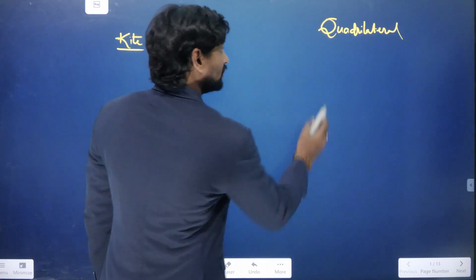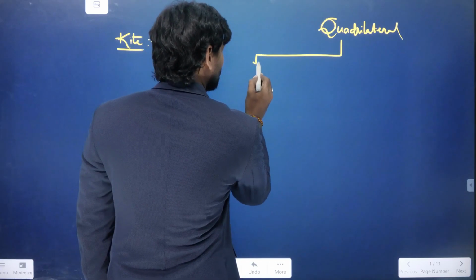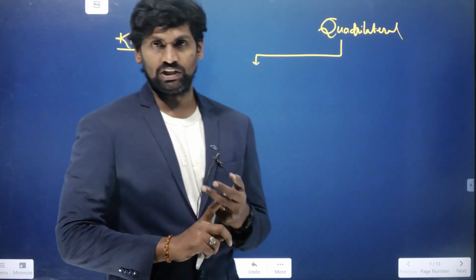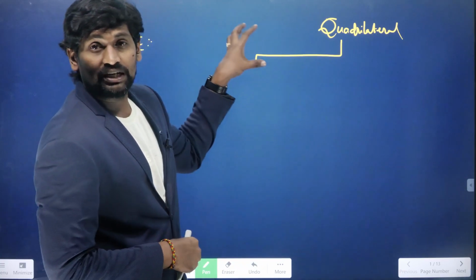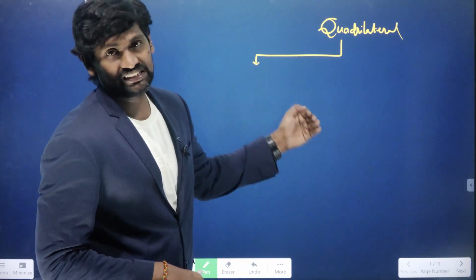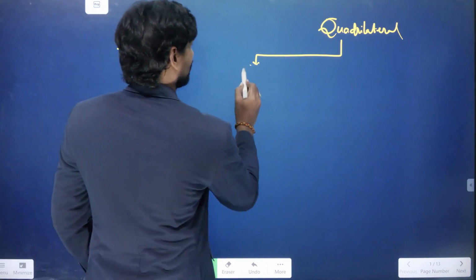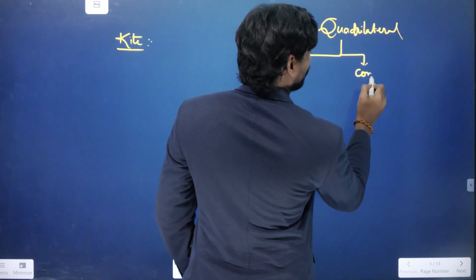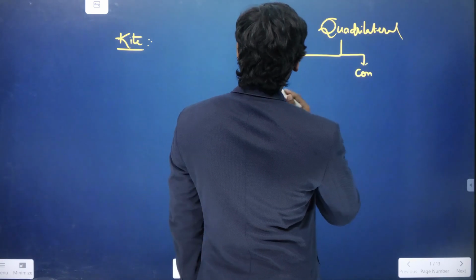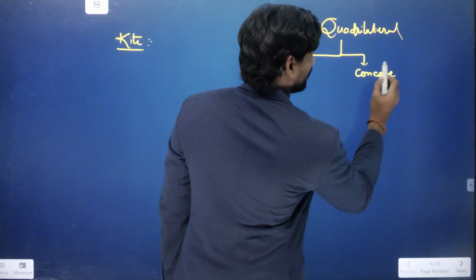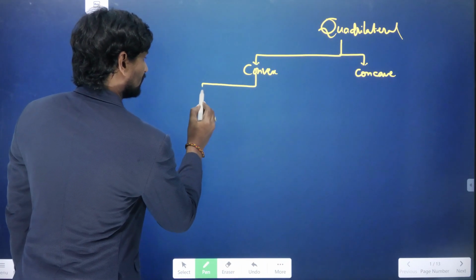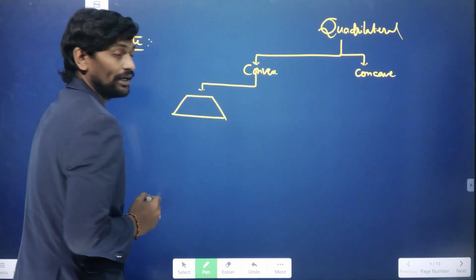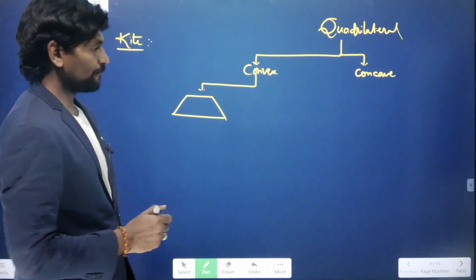tree diagram, in that quadrilateral, we have already discussed there are two different types of quadrilateral, convex and concave quadrilateral. And in convex quadrilateral, there are again 6 types of quadrilaterals. Among that, first we discuss the trapezium.